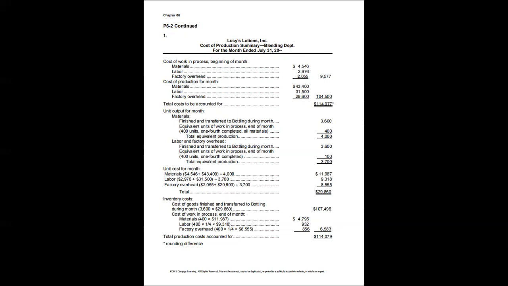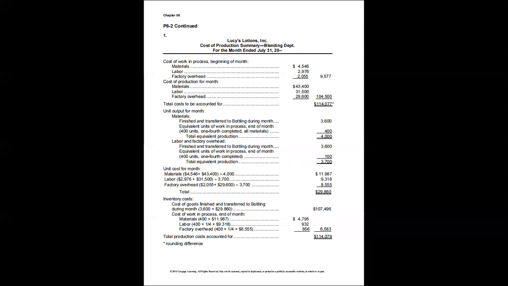Unit cost for the month is taken by first we add the material cost of the work beginning and the cost of production for the month. Then the total, we divide it by the equivalent production for materials, 4,000, and for labor and factory overhead is 3,700. So we now get the cost per unit of 29.860. So that's the cost of the goods finished.